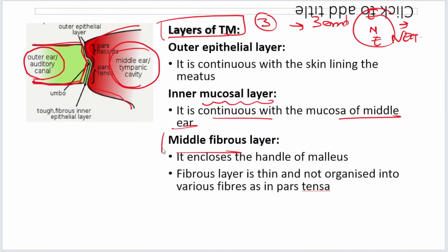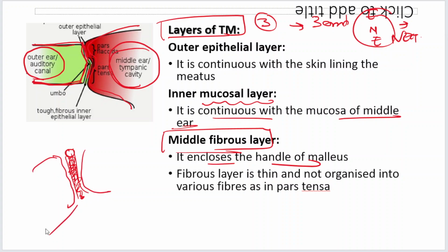The middle fibrous layer encloses the handle of the malleus. So here you have the handle of the malleus. This is the fibrous layer. Suppose this is the handle of the malleus; the fibrous layer encloses this handle. And you have the outer epithelial layer and the inner mucosal layer. This is continuous with the external auditory canal. This is continuous with the middle ear. This fibrous layer is well developed in pars tensa.